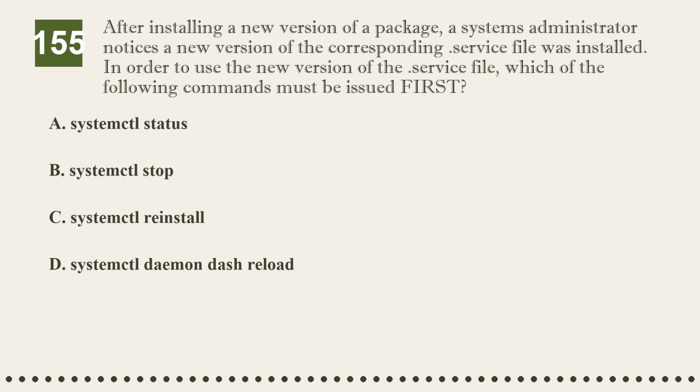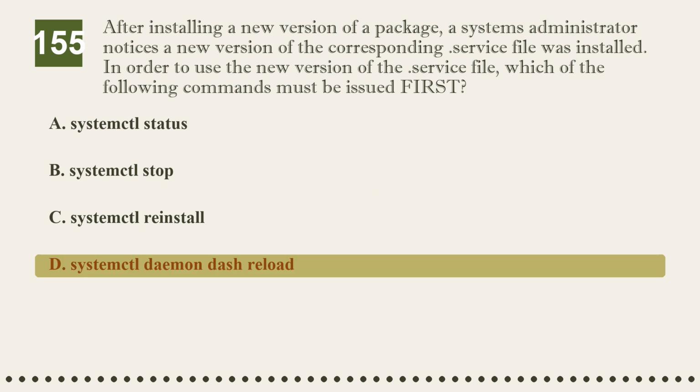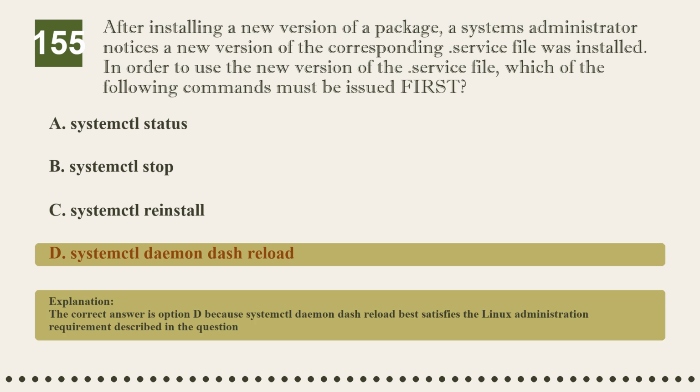Question 155. After installing a new version of a package, a systems administrator notices a new version of the corresponding .service file was installed. In order to use the new version of the .service file, which of the following commands must be issued first? Option A, systemctl status. Option B, systemctl stop. Option C, systemctl reinstall. Option D, systemctl daemon-reload. The correct answer is option D because systemctl daemon-reload best satisfies the Linux administration requirement described in the question.